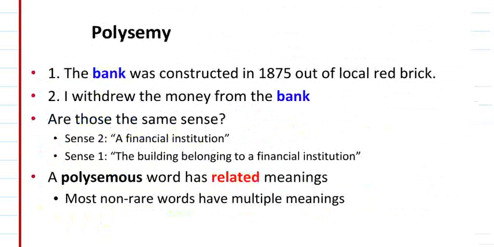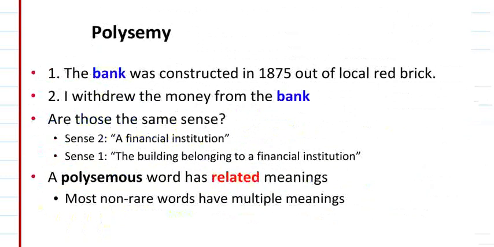Similarly, we have polysemy. Polysemy is actually between those words that are related to each other, and homonymy is between unrelated or different words.